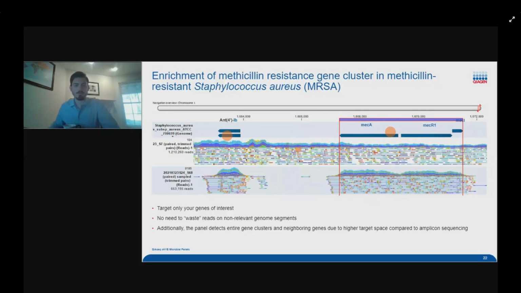And what that results in is a significantly lower coverage, where you can see the max level of coverage in the top track is 184. However, when you are only sequencing your genes of interest, you can see down here that there's a max coverage of over 9,000x. So when you're only targeting your actual regions of interest and not wasting reads on regions that you don't actually care about, you can get significantly higher coverage of the genes that you do care about, and then do a much better and higher level characterization of those genes.